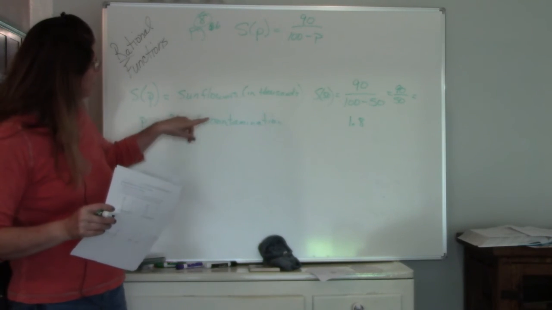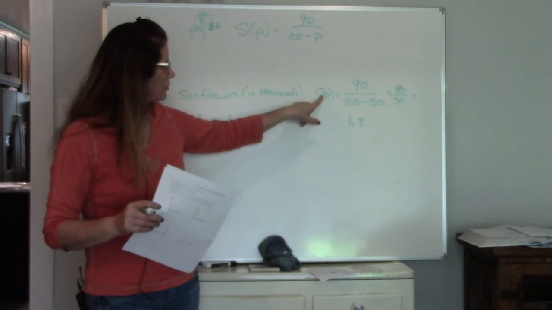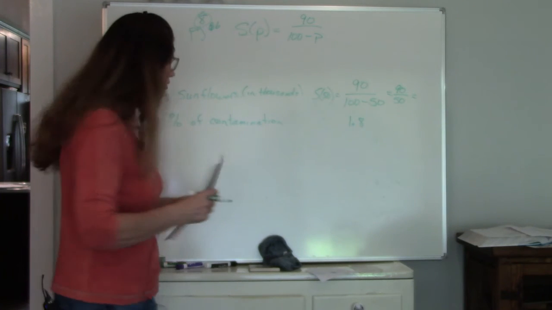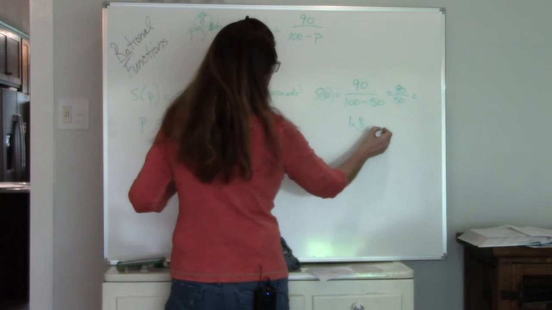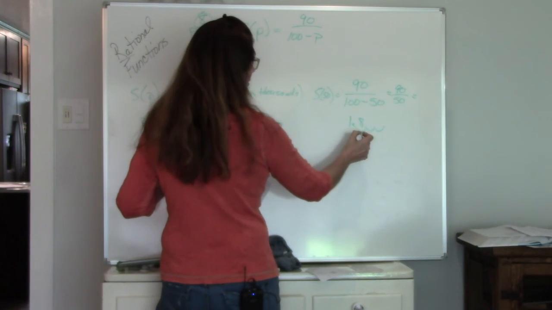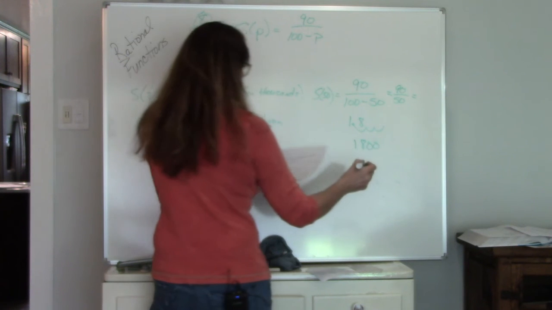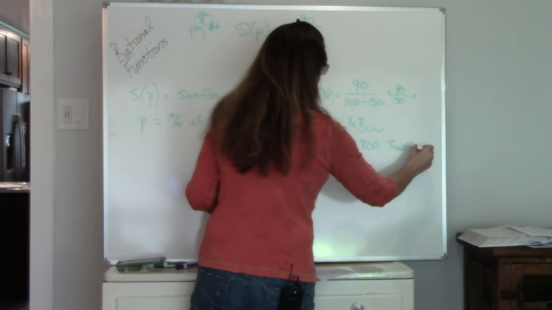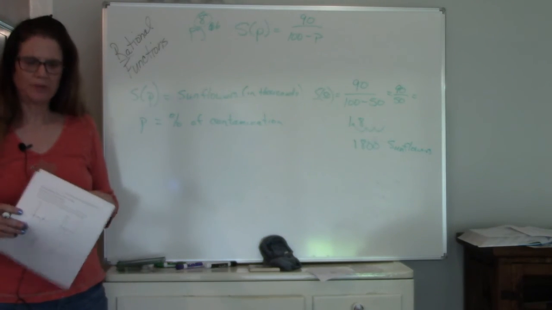But remember, this answer, our number of sunflowers when we're removing 50% of the contaminants, is in thousands. So you're going to move this decimal point over 3 times because thousands has 3 zeros. So you need 1,800 sunflowers to remove 50% of the contaminants.